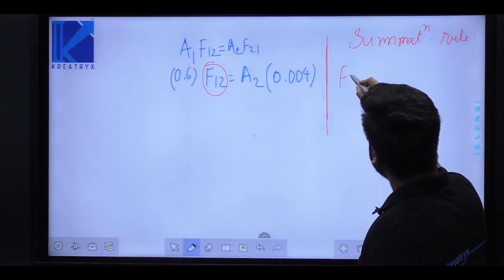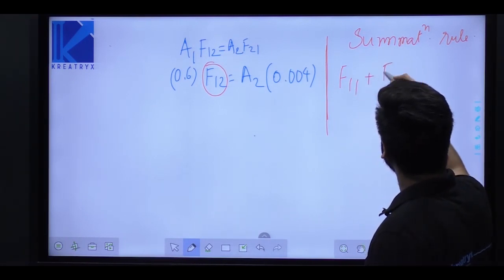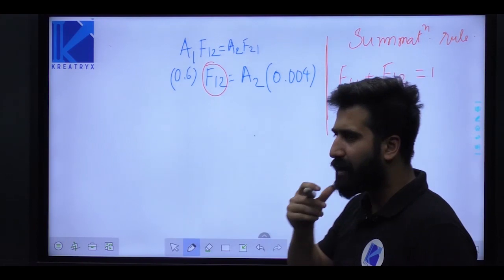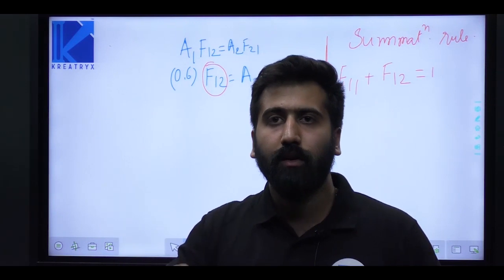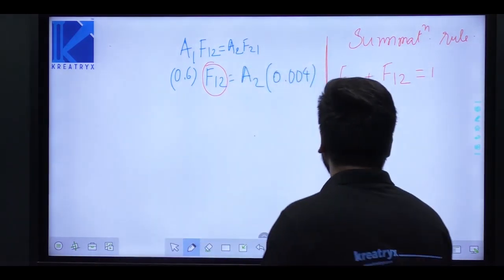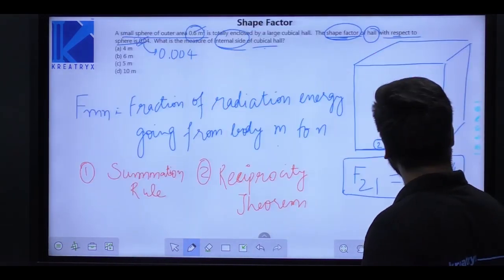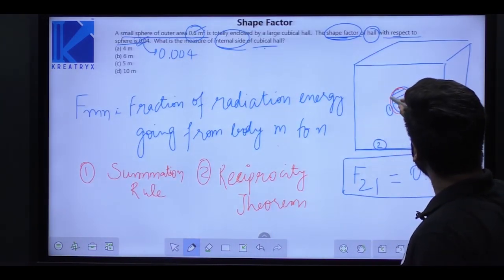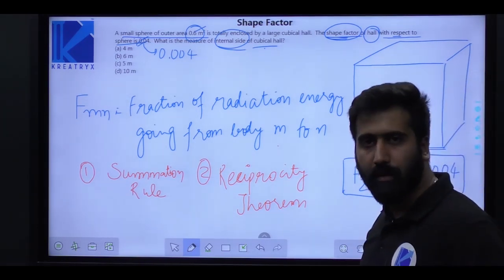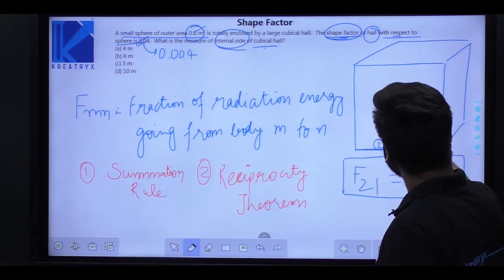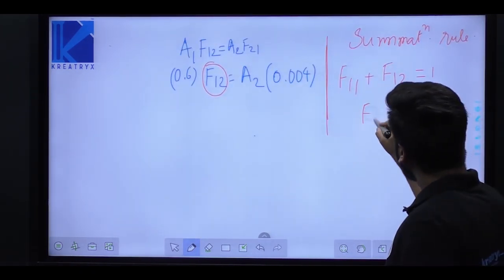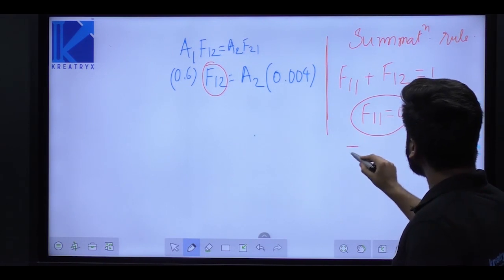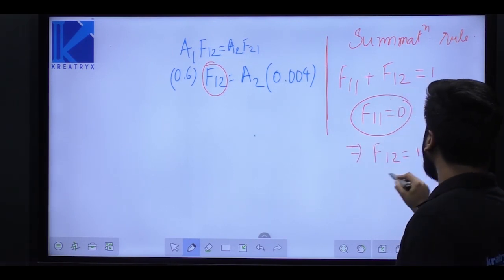Which says for body 1, F11 plus F12 is equal to 1. What is F11? F11 is the fraction of radiation energy going from body 1 that falls back on body 1. Okay, so that is F11 plus F12. See here, in this case, do you think any radiation leaving the surface of body 1 will fall back on body 1? No. So can I say that F11 in this case is 0 and that gives me F12 is equal to 1.